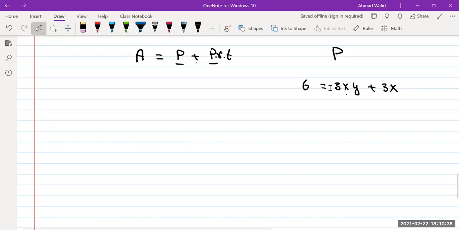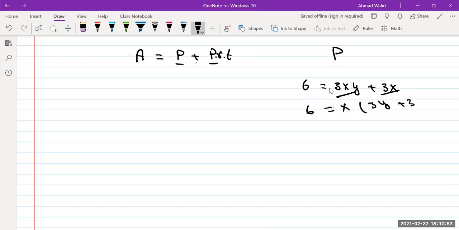Whatever I'm trying to explain here, if you have a shared variable in two terms, you have to first factor it. Look, I teach you how to factor, right? X is common in both. Take x as a common. Here, 3y plus 3, right? What we do in these types of problems, I have P here, I have P here. I'll take P as a common.